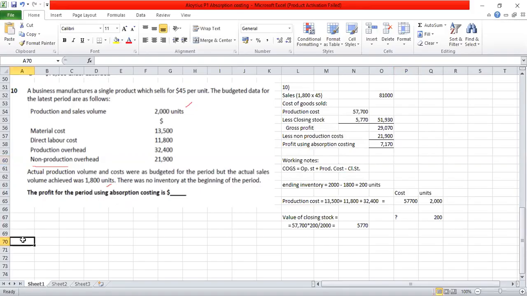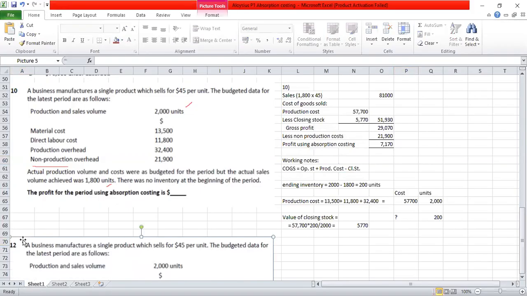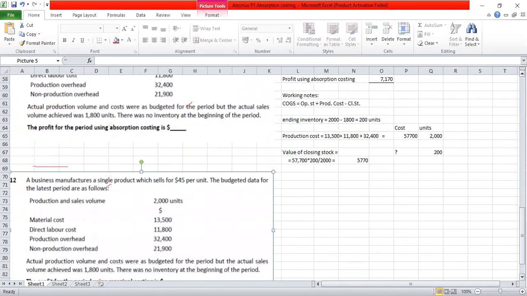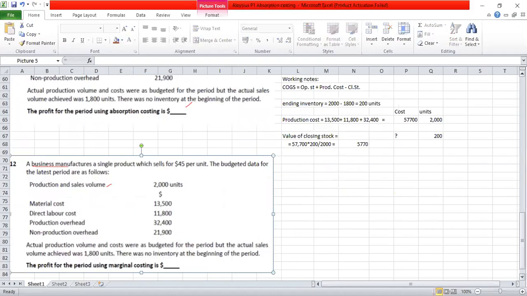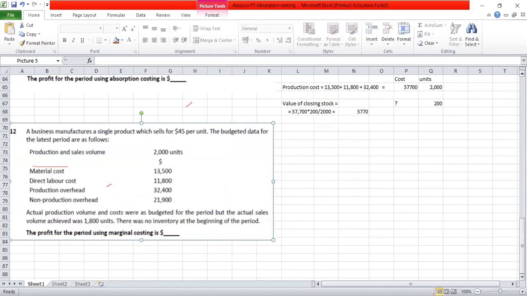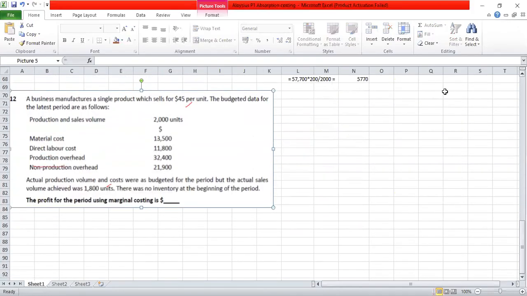The same set of data, we see, but this time they are asking us to find out what is the profit as per the marginal costing. The same set of data, here what we see.